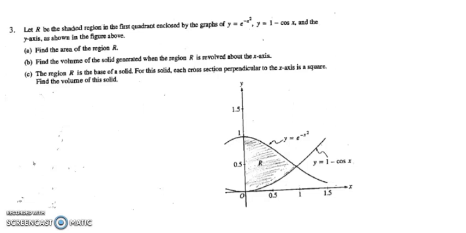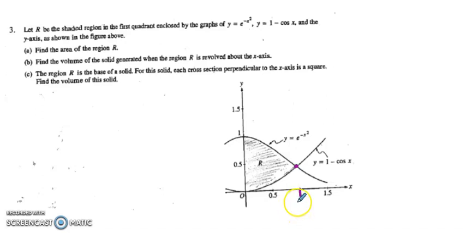Right, let's do this free response problem. We have R, the shaded region bounded by the curves e to the negative x squared, which looks like this one right here, and then 1 minus cosine x, which is this one here. The caveat is that this intersection point is not at 1.